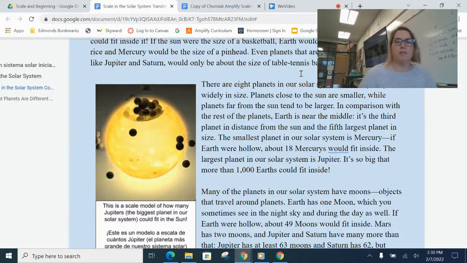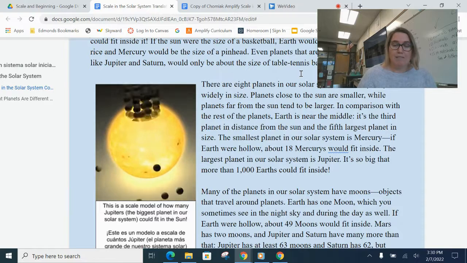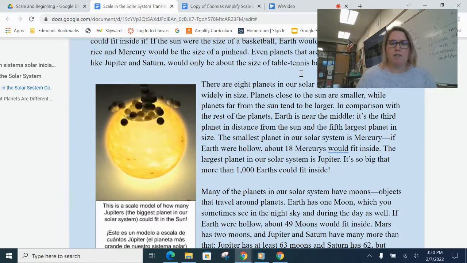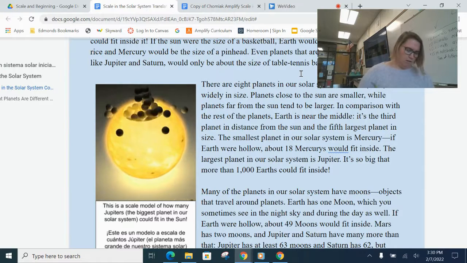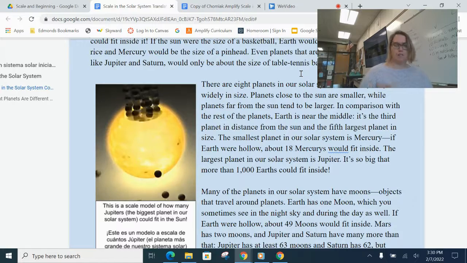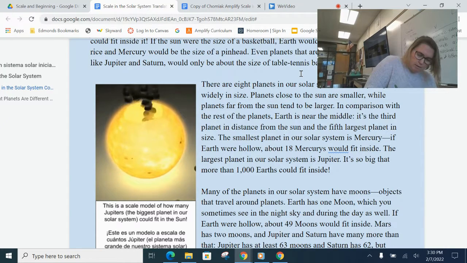You could have written that. Earth is in the middle. The smallest planet in our solar system is Mercury. If Earth were hollow, about 18 Mercuries would fit inside. The largest planet in our solar system is Jupiter. That's so big that more than 1,000 Earths could fit inside. So, did my summary do it? Yeah, planets vary in sizes. We have big and small.